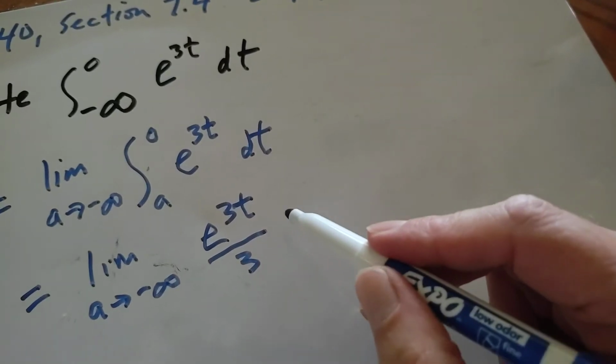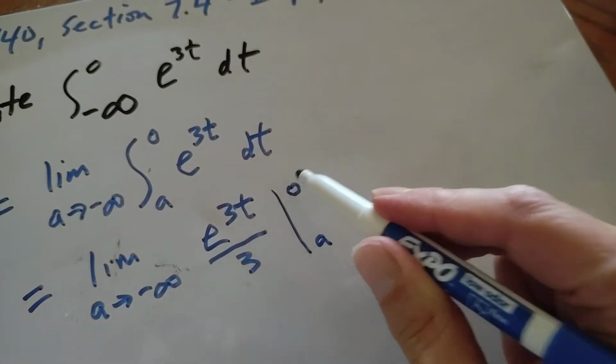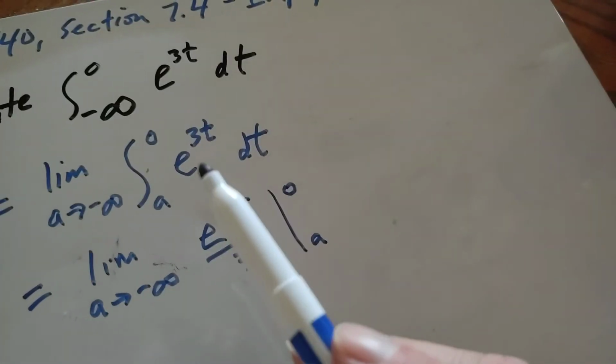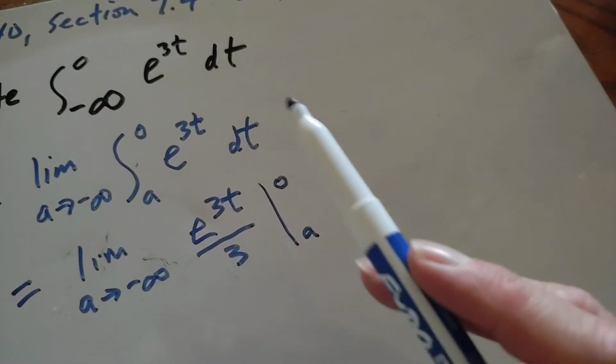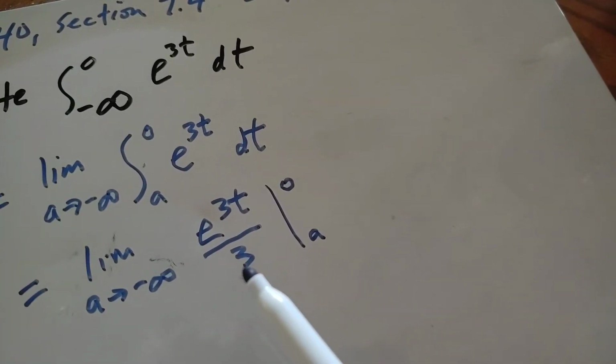Now that I have my antiderivative, we're going to evaluate from a to 0. Notice, the derivative is different. The derivative of e to the 3t is e to the 3t times 3 by the chain rule. But the antiderivative, you divide by the 3.